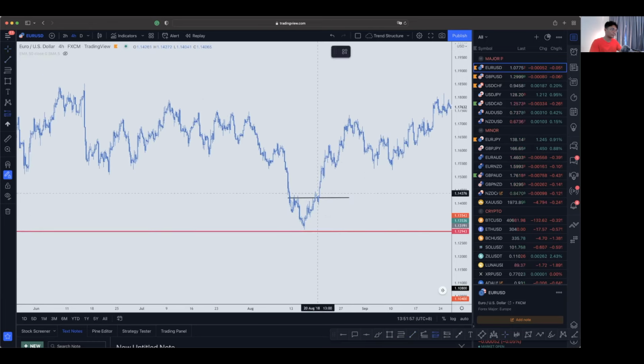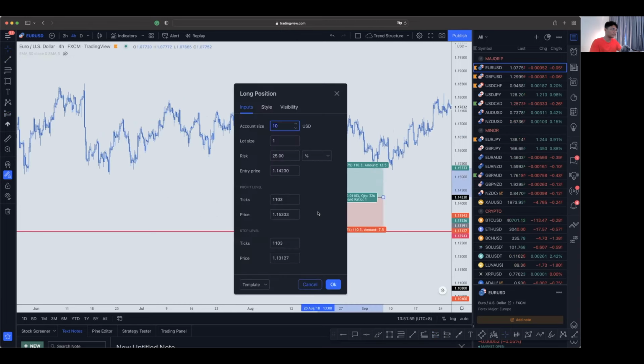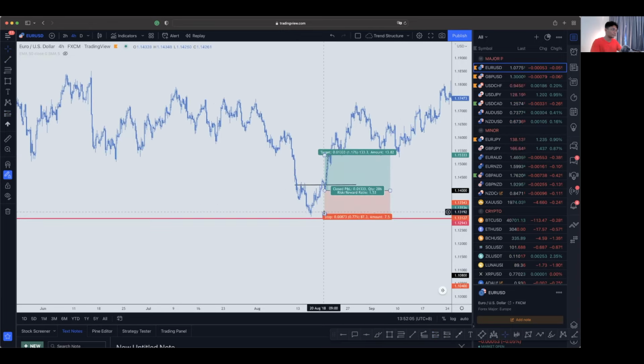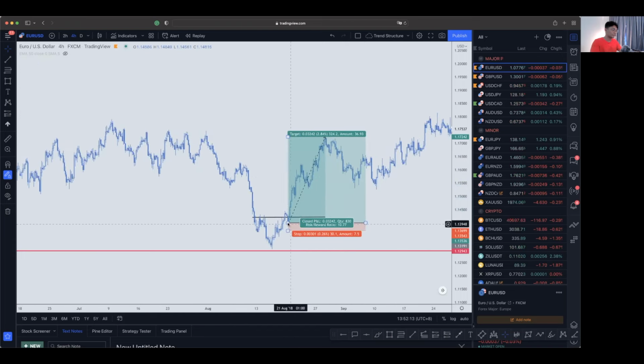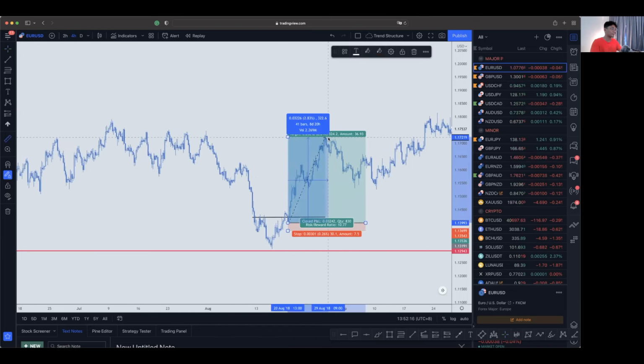This is when we can place our buy order. So let's say we place a buy here. Let's say I place a buy limit order and my stop loss is just 30 pips. My TP at the origin, right? So 1 to 10 risk reward in just how many days? 8 days. How cool is that?